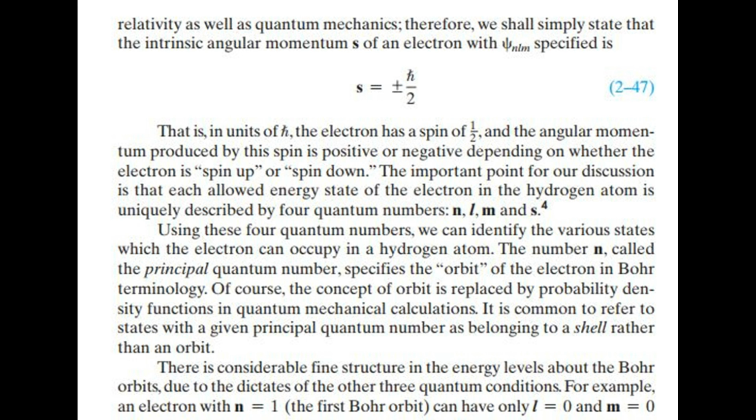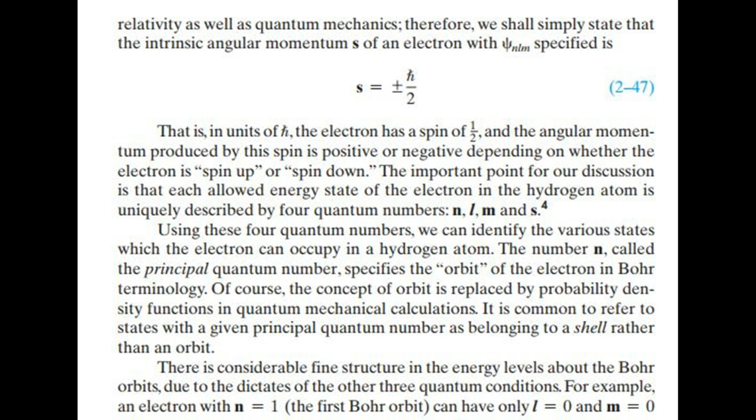Using these four quantum numbers, we can identify the various states which the electron can occupy in a hydrogen atom. The number n, called the principal quantum number, specifies the orbit of the electron in Bohr terminology. Of course, the concept of orbit is replaced by probability density functions in quantum mechanical calculations. It is common to refer to states with a given principal quantum number as belonging to a shell rather than an orbit. There is considerable fine structure in the energy levels about the Bohr orbits, due to the dictates of the other three quantum conditions.